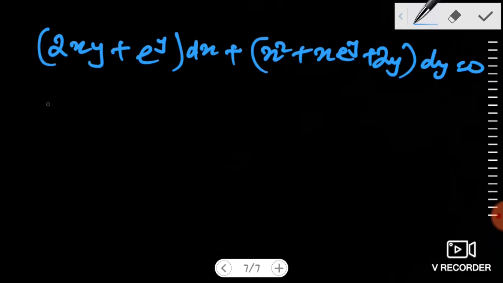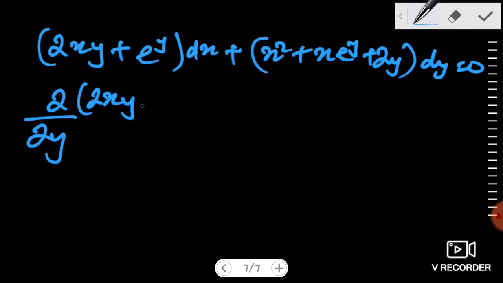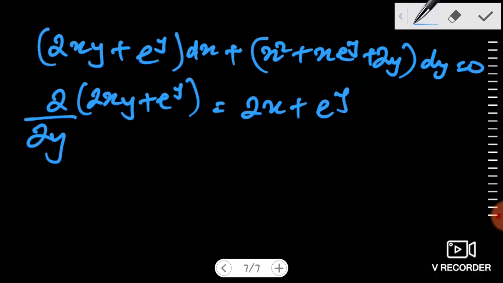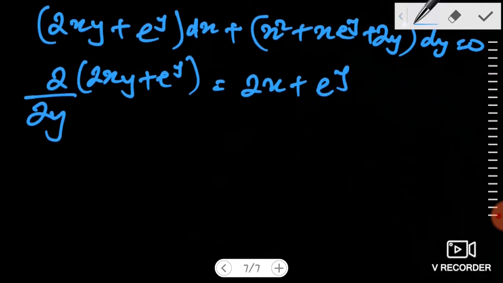Now, let's say the partial with respect to y of 2xy plus e^y. If you differentiate with respect to y, this is going to be 2x plus e^y, right? Now, let's look at the second part.